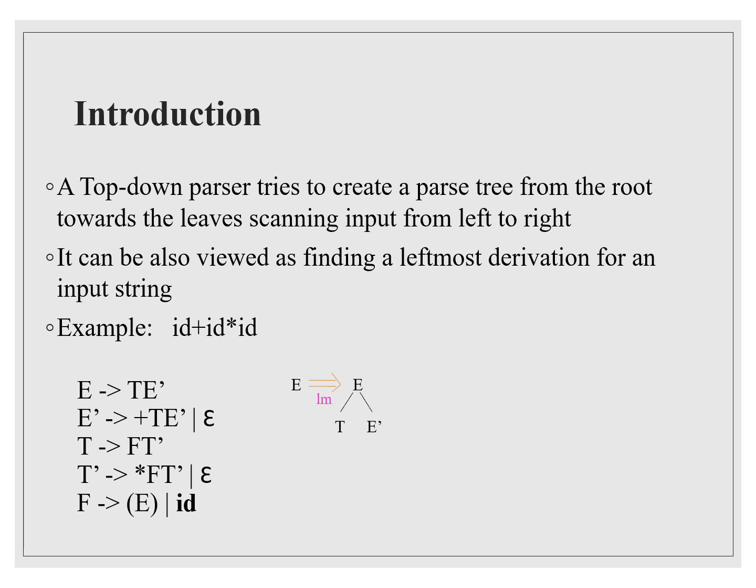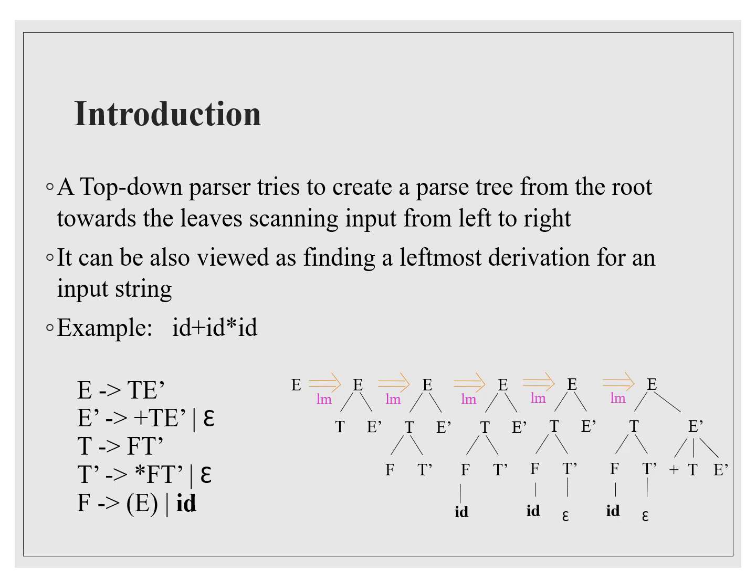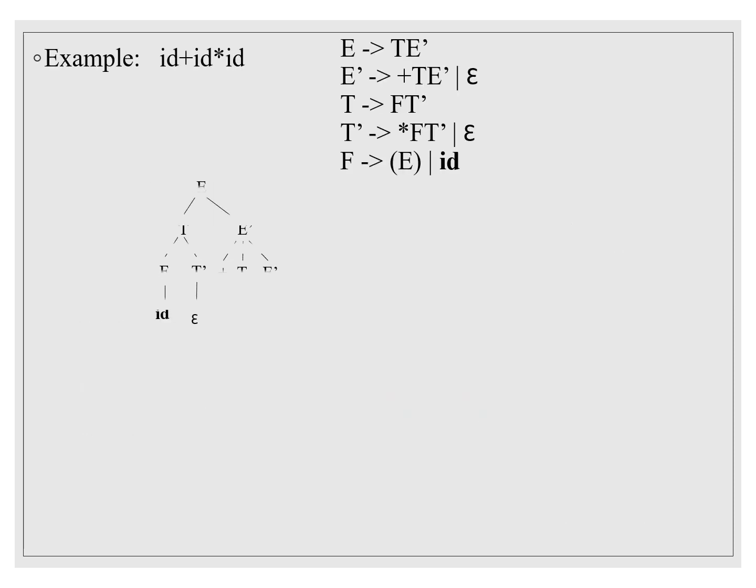So E derives TE'. Then what is T? FT'. Then what is F? id. Then what is T'? Replaced with epsilon. Okay, so in this way we can continue the parse. See here, this is the complete parse tree now. So finally T is derived with FT', and F is derived with id, and star FT', bar id, epsilon. E' is finally replaced with epsilon.